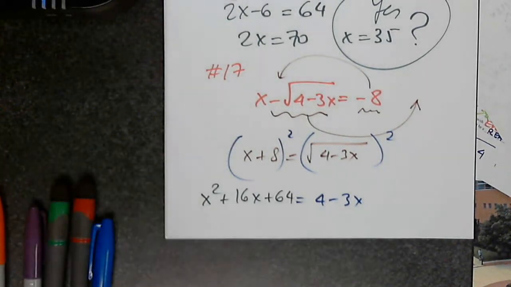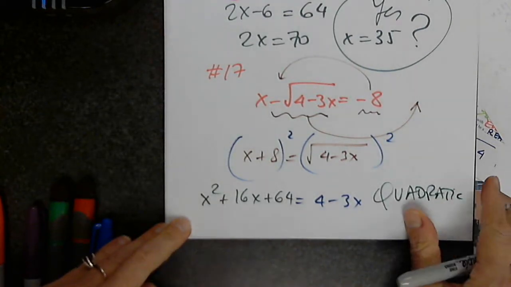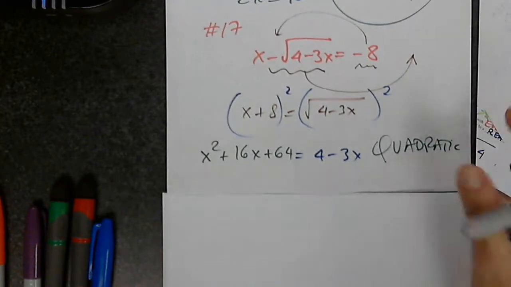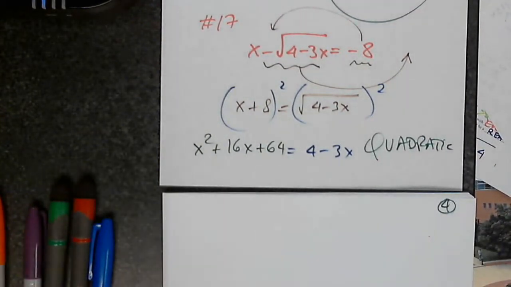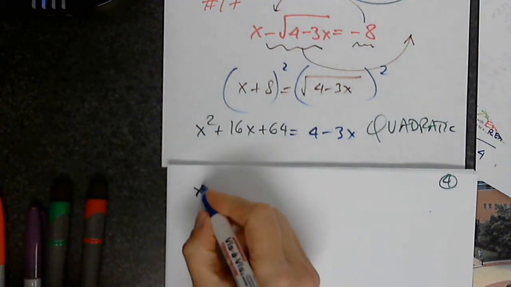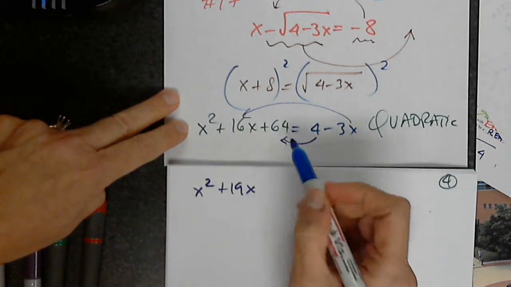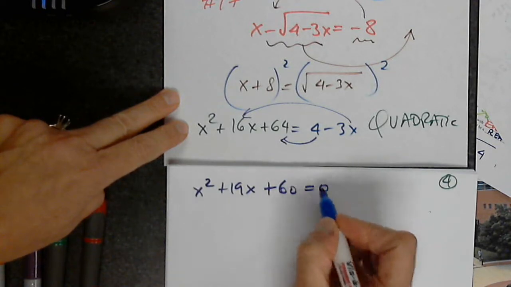That's it. Now, what type of equation is this? I started with the radical, but now it collapsed, or it changed, if you want, into what? Quadratic. Yes, quadratic. So now I have to dig deep and ask myself, how do I solve a quadratic equation? What do I have to do? Exactly. So I have x squared. I have to add 3x, so it's positive 19x. And I have to subtract 4, so it's positive 60 equals 0.